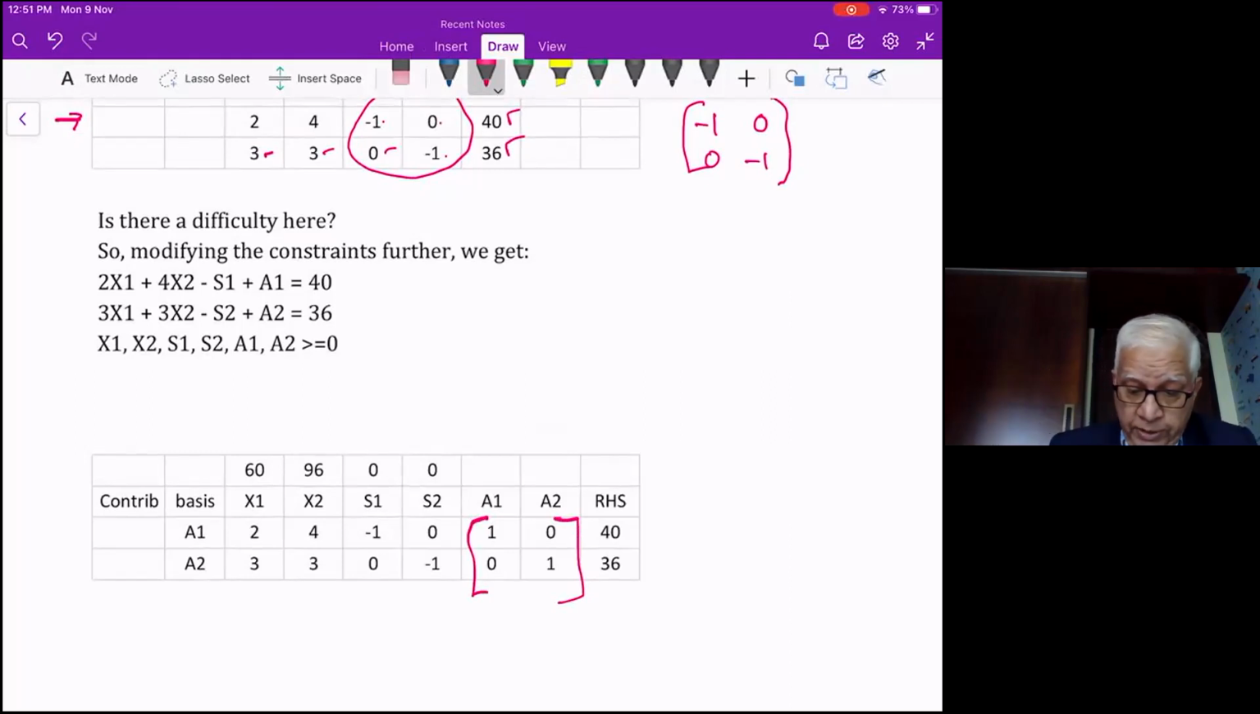So what has happened to the first constraint? The first constraint is 2x1 plus 4x2 minus s1, because we wanted to convert it into equal to. But then there was a difficulty in getting the identity matrix. So we added a1 to the first constraint and we wrote it here, plus a1 is equal to 40. Okay. So first constraint is modified. This variable is subtracted. This variable is added. Now the variable s1, when it is subtracted from the left hand side, is called a surplus variable.